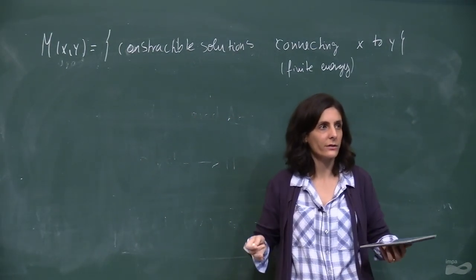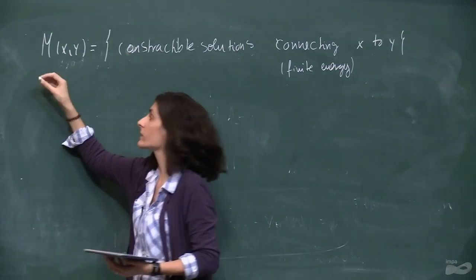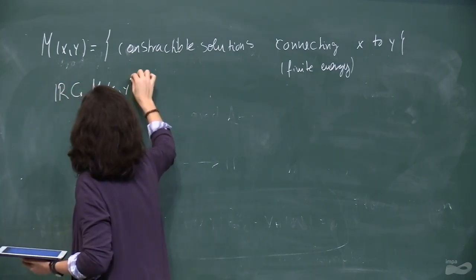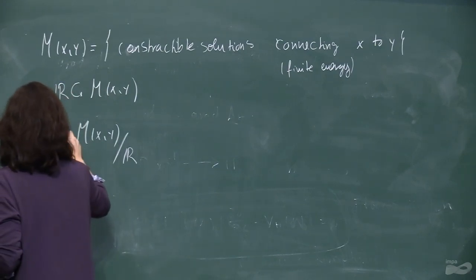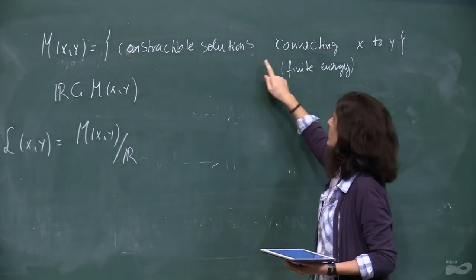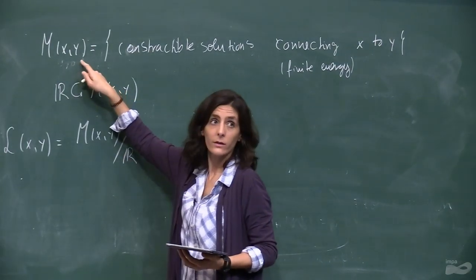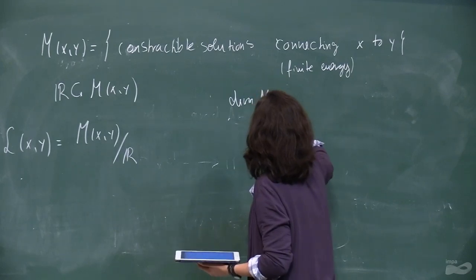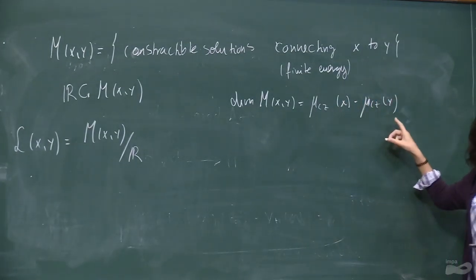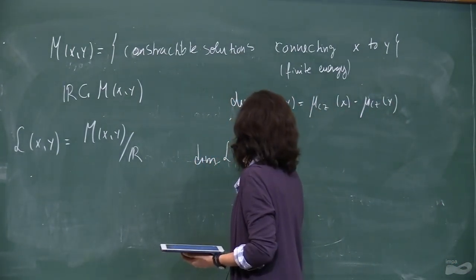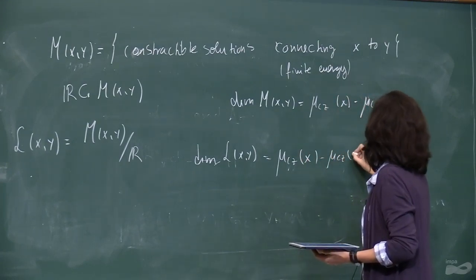As I told you, having finite energy is the same as connecting critical points. So here they have finite energy, and there's again a free action of R on this. And I can quotient the space M(X,Y) by R. I'll call it L(X,Y). The main difference between L and M here is that here these solutions I'm thinking of as parameterized curves, and here they are unparameterized. And again, just as in the Morse case, the dimension of the space L(X,Y) is the difference between the Conley-Zehnder indices of the one periodic orbits, minus one.